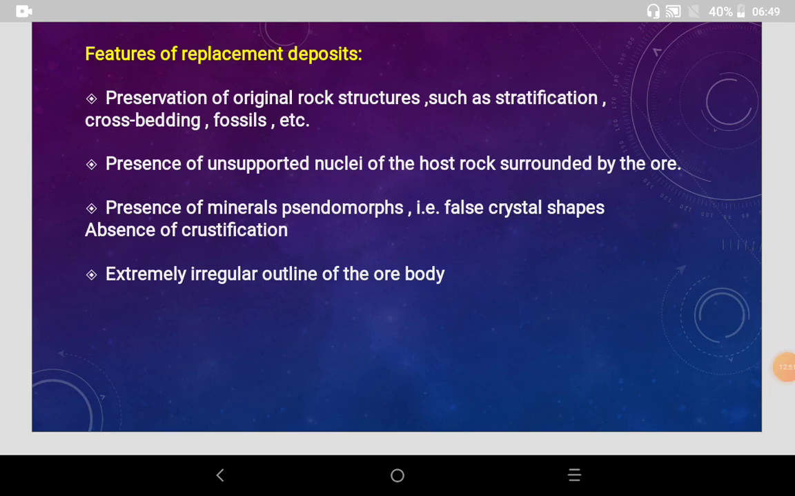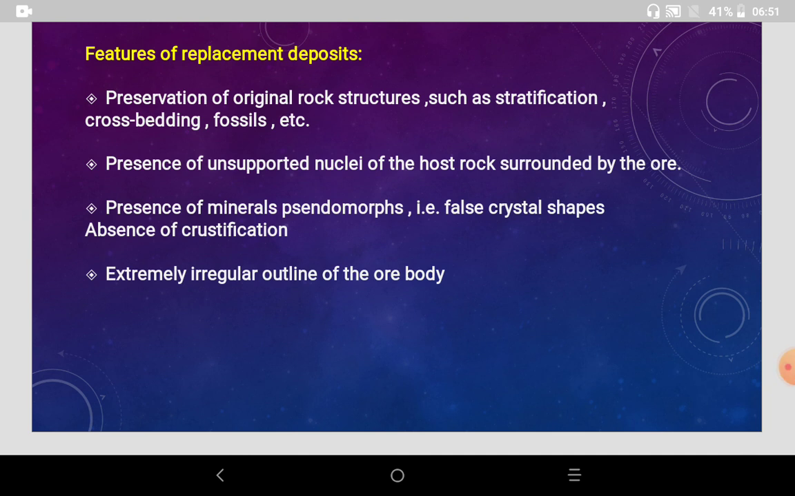Another criterion is intersection of diversely oriented host crystals. Small wavy veins of irregular width which transect the host rock indicate replacement. The last one is the absence of crustification. This is also one of the criteria to recognize replacement deposits. The presence of mineral pseudomorphs, that is, false crystal shapes, the absence of crustification, and extremely irregular outlines of the ore body. This is the description of replacement deposits.